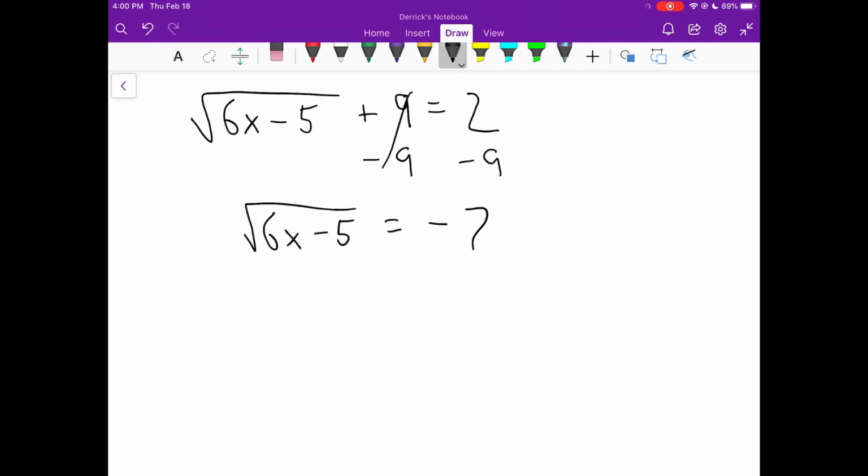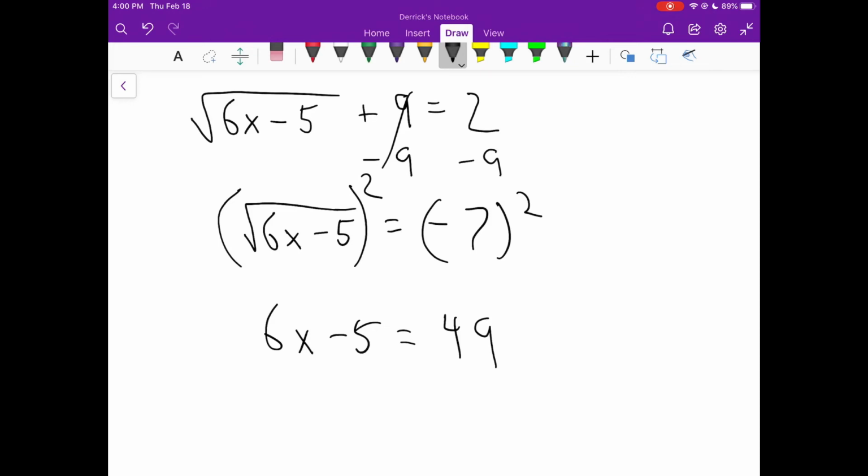Now we have the radical isolated, so we can move on to that second step and start trying to cancel out the radical. Well, the opposite of square rooting is certainly squaring, just like we had already talked about. So if we square both sides, then that would mean we'd have 6x minus 5, because the square root would cancel out, and then negative 7 squared would be a positive 49. Right? Don't forget that any negative number squared turns positive because squaring means to multiply a number by itself, and a negative times a negative is a positive.